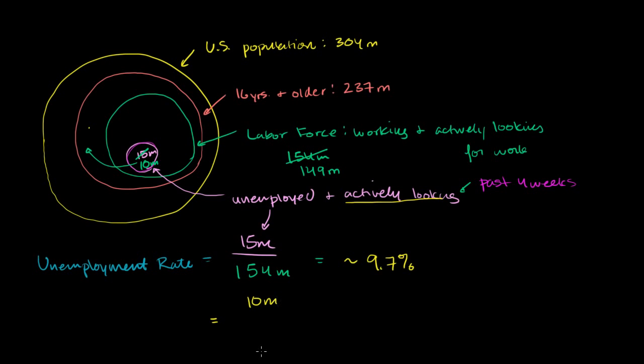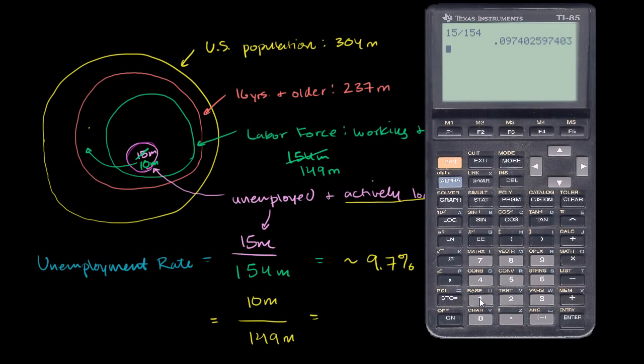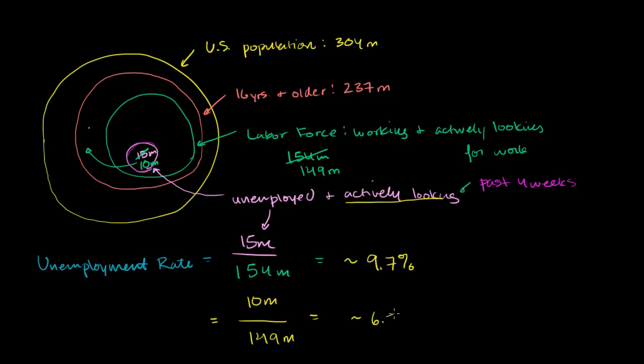So in this bad situation where people have left the labor force, the unemployment rate would now be 10 million people unemployed and actively looking for work over a labor force of 149 million. The labor force has shrunk because they're so discouraged. So what do we get there as our unemployment rate? We have 10 divided by 149. It gives us 6.7%. So this is fascinating. If things get bad enough and people actually exit the labor force, then the unemployment rate could go down because the labor force is shrinking.